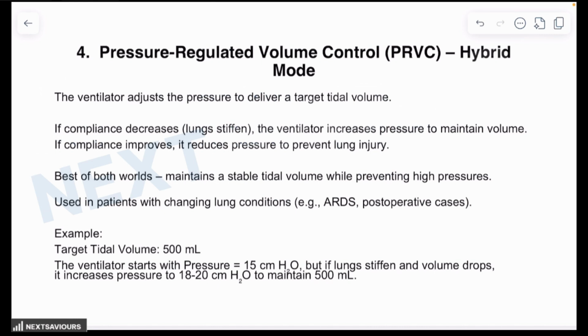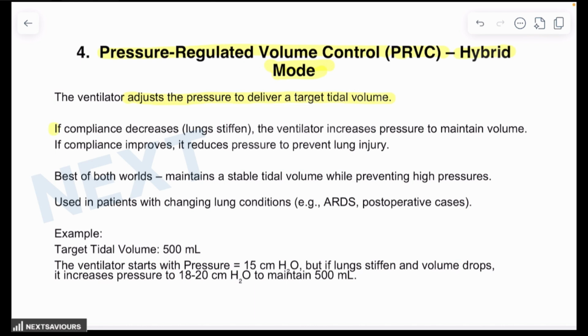Now, in those cases where too much decrease in the tidal volume might also lead to hypoventilation, you also have to take care of that. You have to prevent that hypoventilation from happening. In those cases, you might require a ventilator that adjusts the pressure to deliver the target tidal volume. That means there is no decline in the target tidal volume. So this is achieved by the pressure regulated volume control mode of the ventilator, which is a hybrid mode.